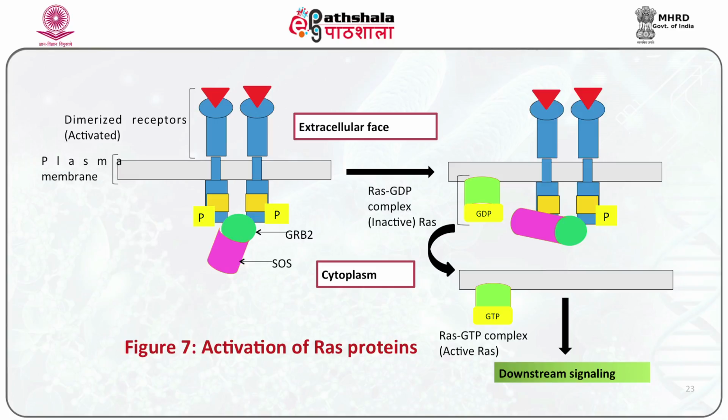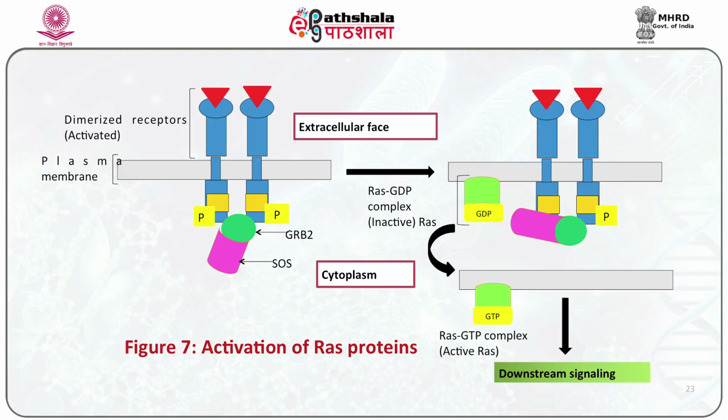RAS is an intracellular GTPase whose size is 20 to 25 kilodalton, and which switches between active and inactive forms in the same way as the alpha subunit of G protein. The RAS requires two proteins for its function, that is guanine nucleotide exchange factor, GEF, and GTPase activating proteins, or GAP. RTKs are not directly linked to RAS, but need the mediator proteins growth factor receptor bound protein 2, that is GRB2, and son of sevenless, SOS.